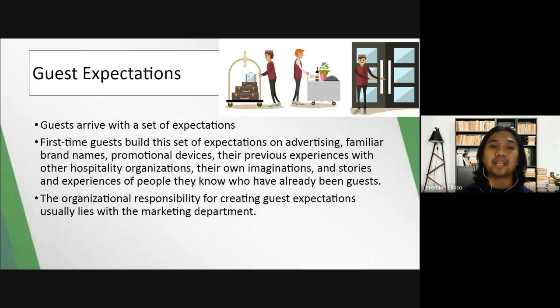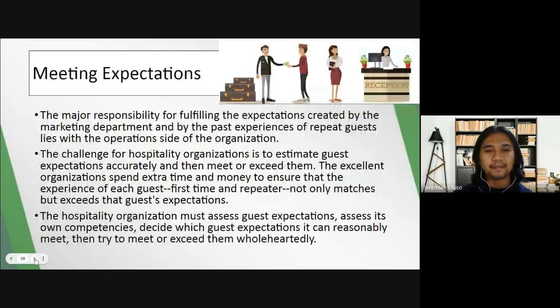You see that the organizational responsibility for creating guest expectation usually lies with the marketing department. So it's really a big challenge for the marketing department to set the right expectation, because we don't want them to over expect and you under deliver. Okay, now the challenge is, how do we meet these expectations?